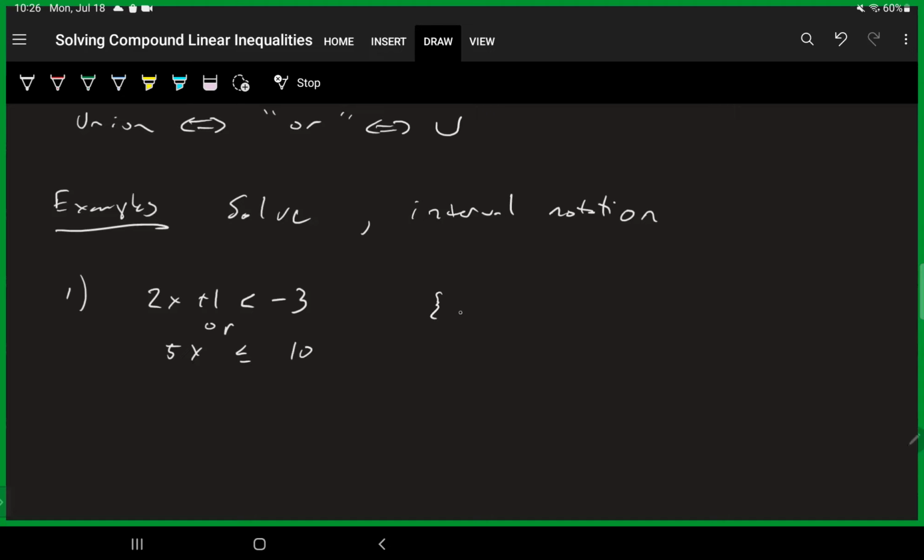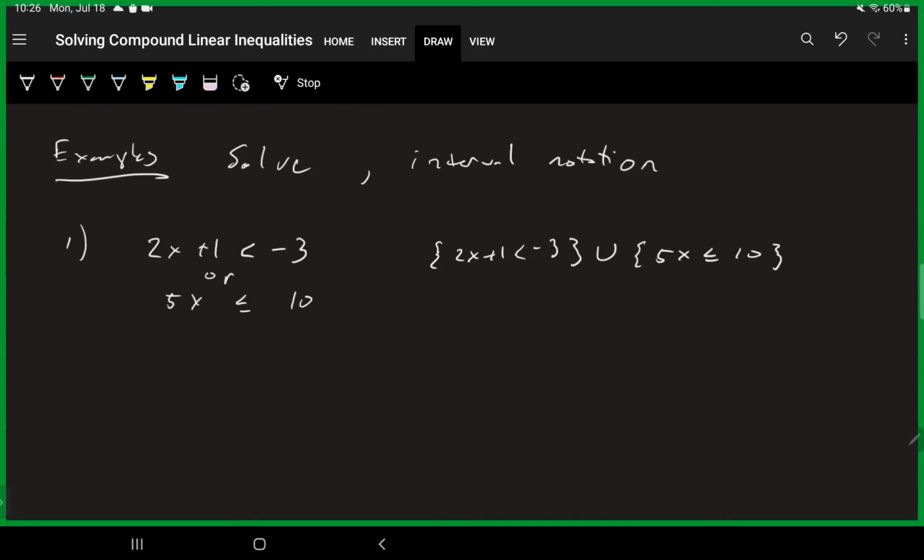2x plus 1 is less than -3, or 5x is less than or equal to 10. And it doesn't matter what's inside the brackets or how it's written, we're going to treat each one of these inequalities separately. We're going to solve them, and then we're going to try to combine things at the end. Okay, so there's different ways you can see this. Again, the word "or" and the union symbol are interchangeable.